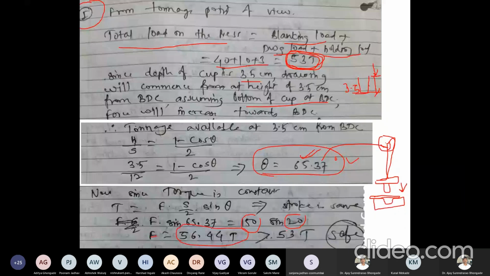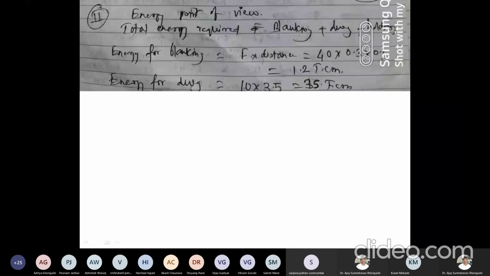Okay, so this is from the tonnage point of view where we work out the forces. Now from the energy point of view, we had seen press force and press energy. So total energy required is equal to blanking, drawing, and also holding. We have to release certain energy during each operation. So energy for blanking will be force. We know the force for blanking is 40 tons, into whatever the distance we require. So it is only the penetration depth.